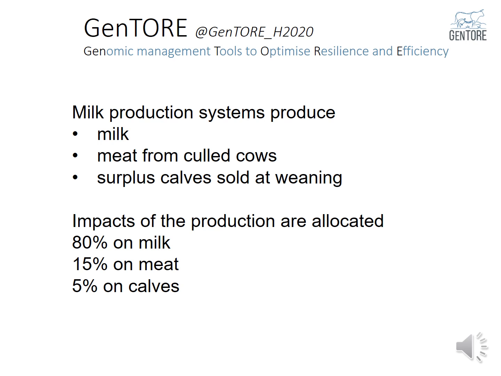And therefore, it would not be fair to count all environmental impacts on milk only. Instead, the environmental impacts are distributed over the three products. Around 80% on the milk, 15% on the meat from culled cows, and a few percent on the surplus calves sold at weaning. The environmental impacts of the beef production from these surplus calves raised on specialized beef farms is not studied here. And that is actually true for many studies of milk production. The calves are not included.